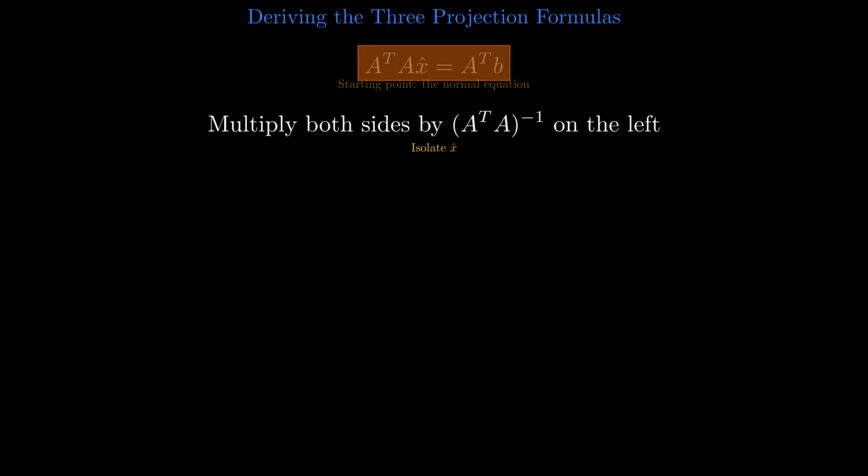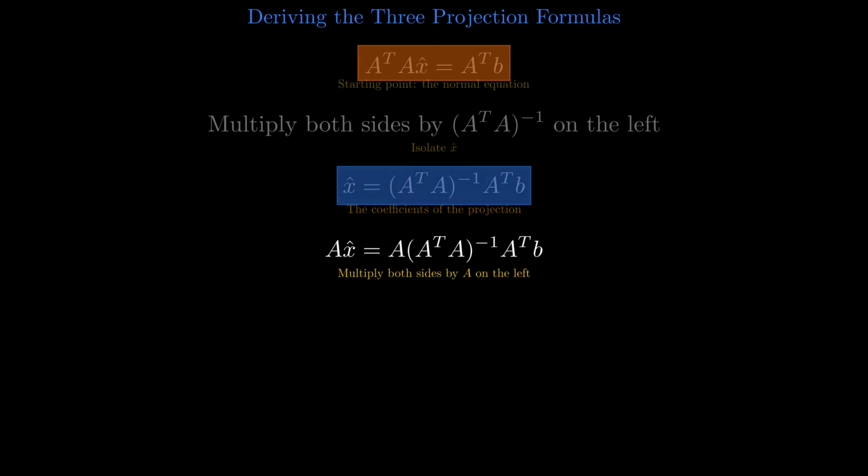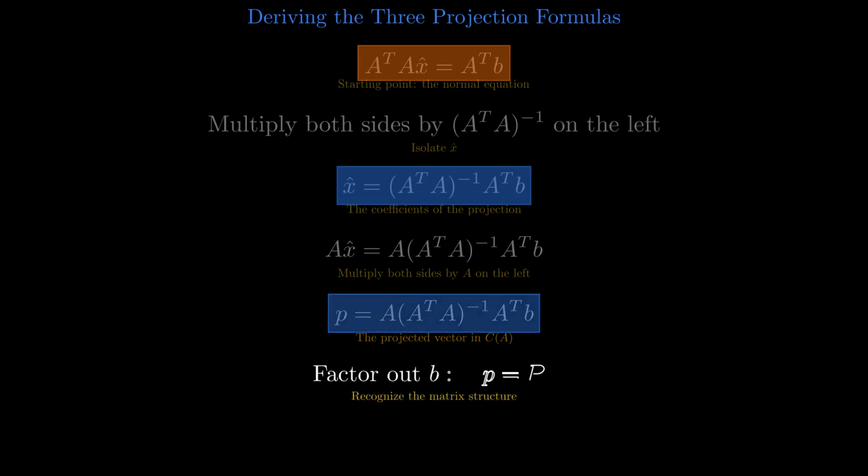From the normal equation, we now solve for X hat. Multiply both sides on the left by the inverse of A transpose A. This gives us X hat equals (A transpose A) inverse times A transpose B. These are the coefficients of the projection in terms of the columns of A. Next, multiply on the left by A to get the actual projection vector. P equals A times (A transpose A) inverse times A transpose B. This is the projected vector in the column space.